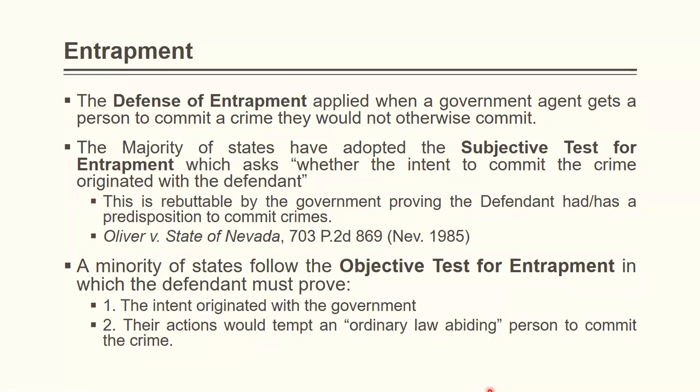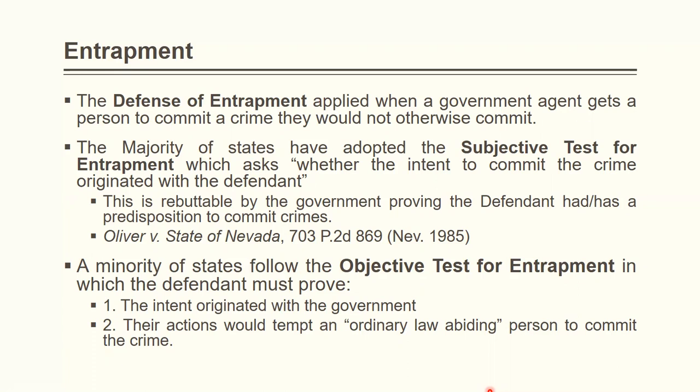Now, there's a majority test for entrapment and a minority test for entrapment. So the majority of states have adopted what's called the subjective test for entrapment. Under the subjective test, we ask whether the intent to commit the crime originated from the defendant. So did it originate from the defendant, or did it originate from law enforcement, like this intent to commit this crime? So in this case, we do the subjective test.